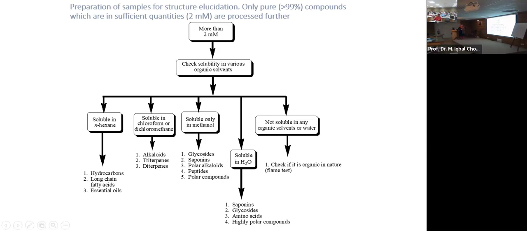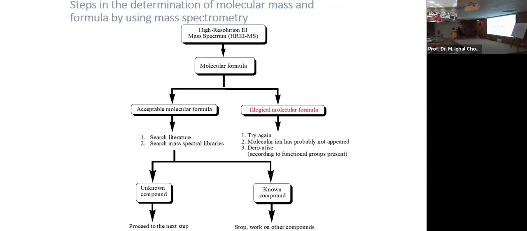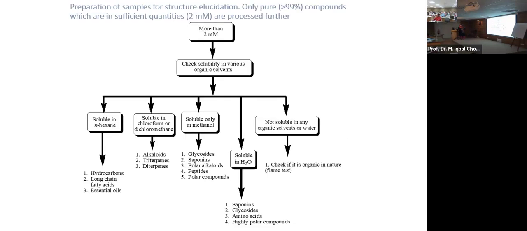So it's a polar compound. If your compound is soluble in water, it means saponins, glycosides, amino acids, a highly polar compound. And if your compound is not soluble in any solvent or water, then you have to check if your compound is organic in nature or not. You might need to do different types of flame tests, etc. Right?